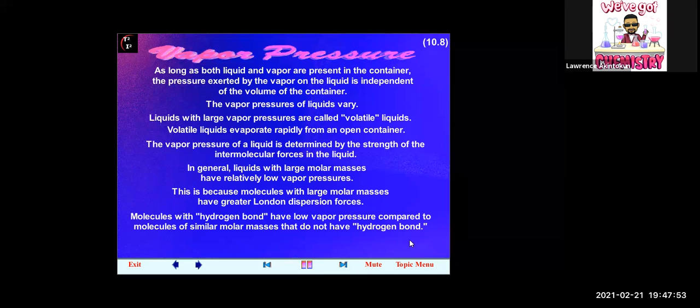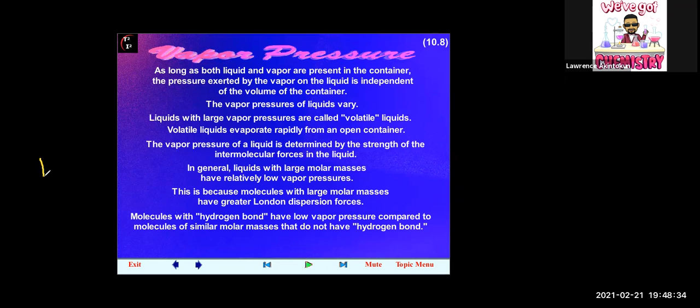Molecules with hydrogen bonds have low vapor pressure compared to molecules of similar molar masses that do not have hydrogen bonds. That's a very important aspect for you to remember. Even though the molar mass might be higher in other compounds, you're going to see an example later. But the one that has hydrogen bonding will be the one that has the higher boiling point. And of course, with low vapor pressure. Low vapor pressure means higher boiling point.